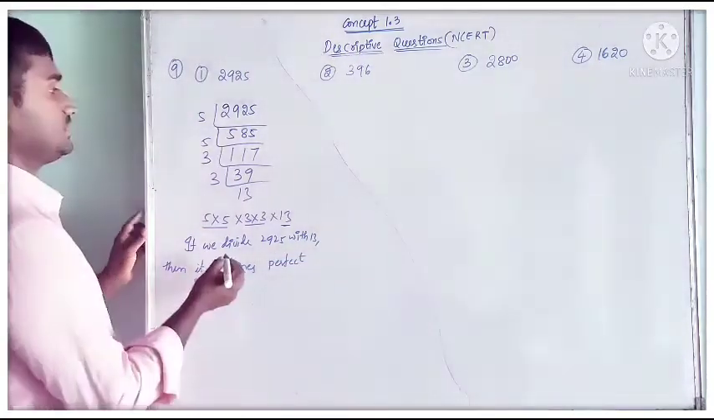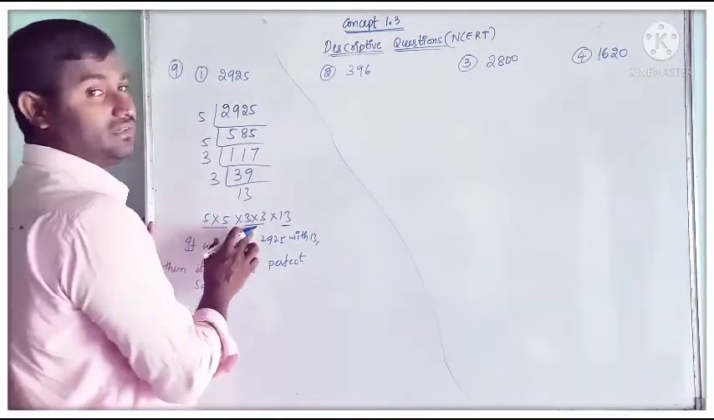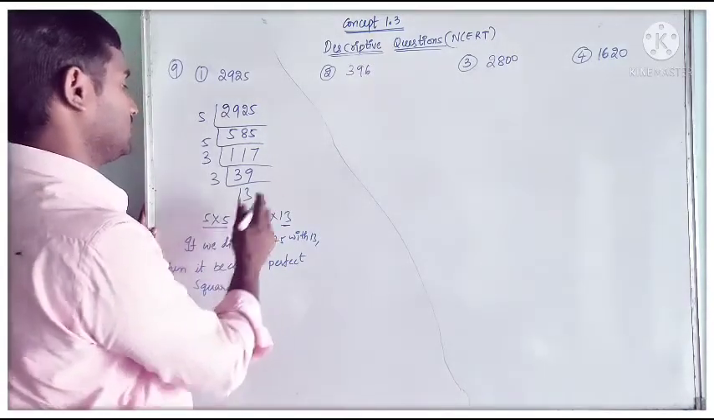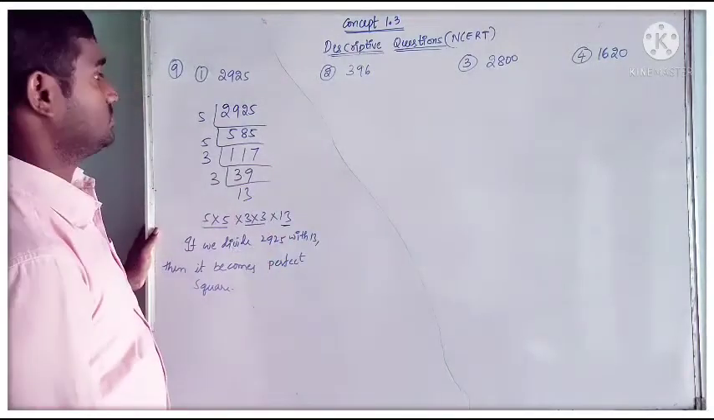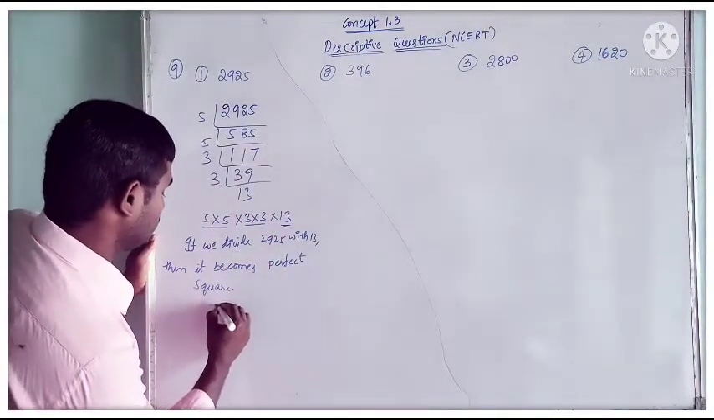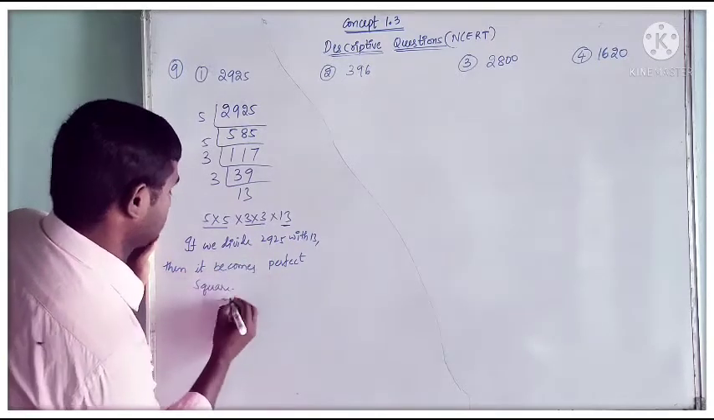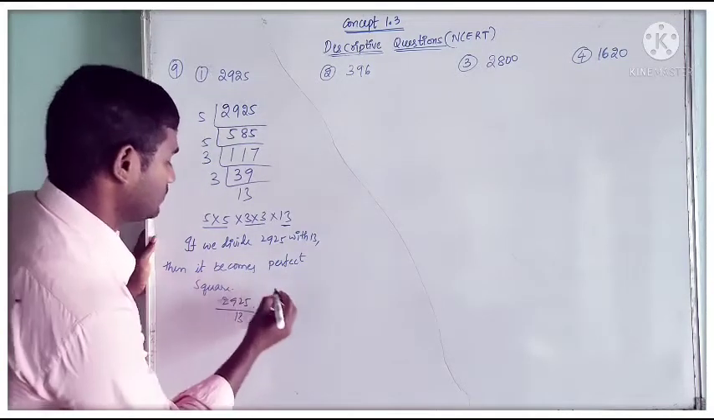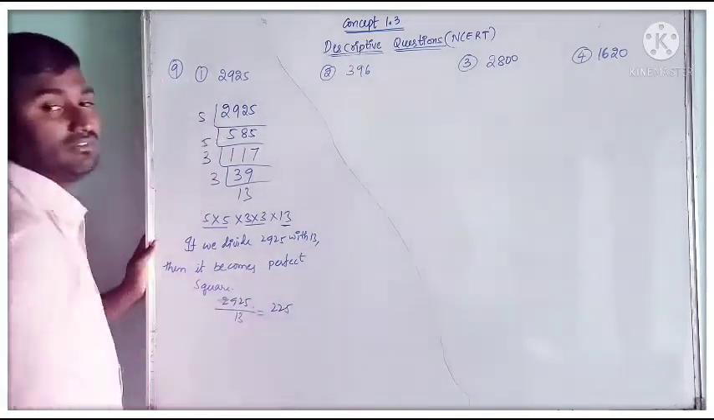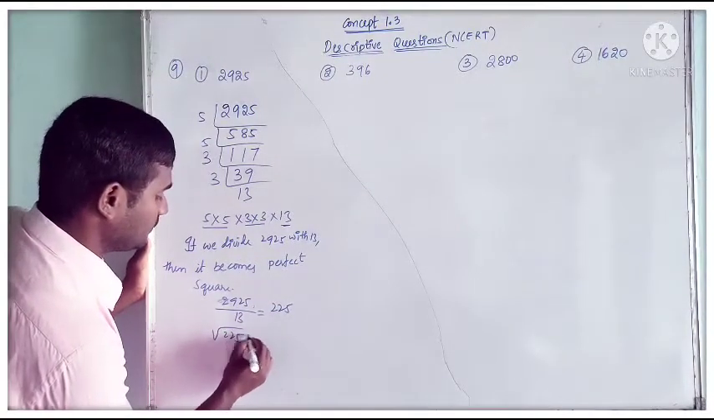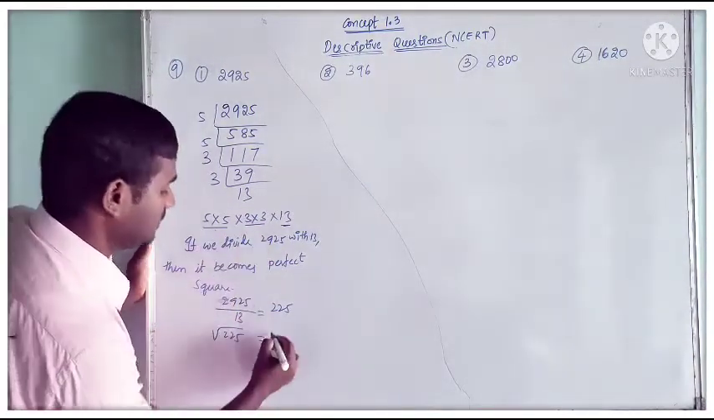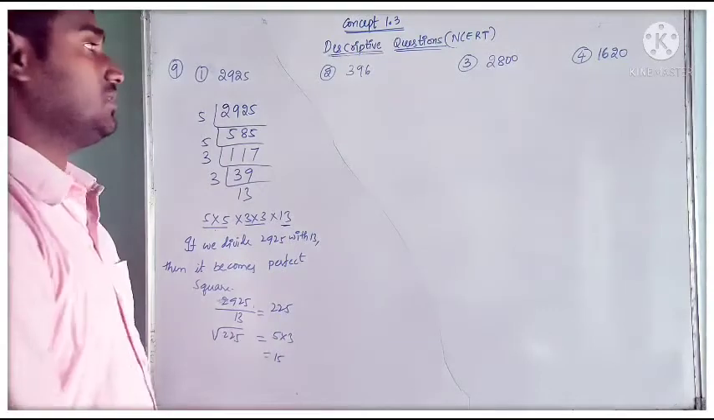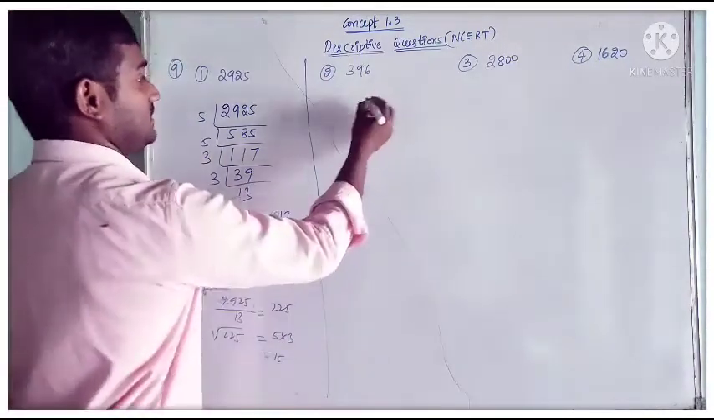Okay. So then if you divide, the number becomes 25 into 9, that is 225. If you divide 2925 by 13, it becomes 25 nines are 225. So 225 will come. So the square root of 225 is 15. So 3 into 5. These 5 and 3 only we need to take because 13 is eliminated. So the square root of 225 is 15. Similarly, we are going for this also.